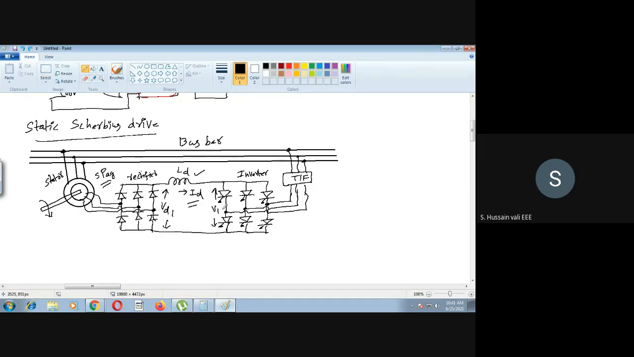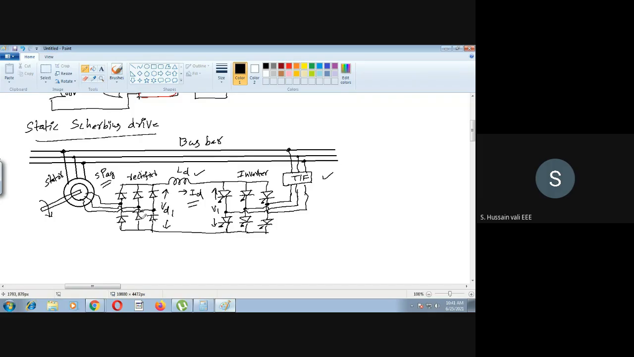So what exactly you are doing here is recovering the slip power and sending it to the rectifier. The rectifier converts AC to DC. Then this DC, after passing through the inductor, passes through this inverter bridge. Then this converts DC to AC once again. So this AC will connect to the bus bar through a transformer.